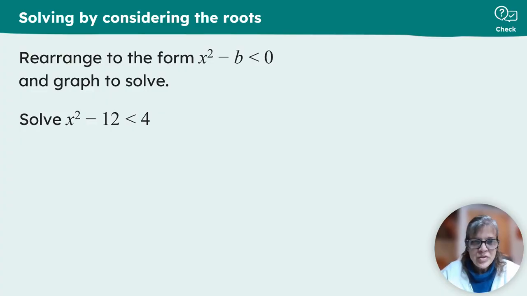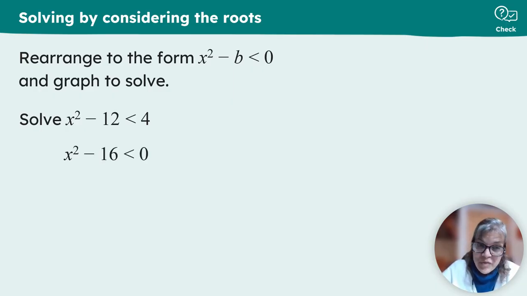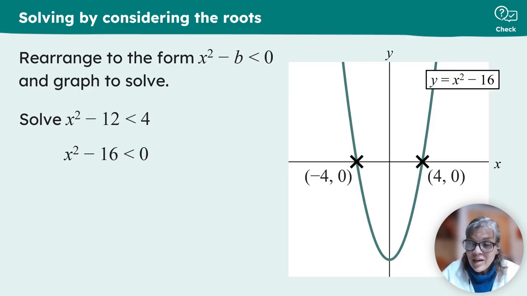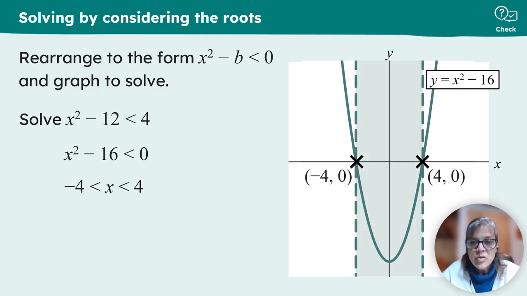So here's a couple for you to try. If it was said to you, rearrange this into the form of difference of squares and try to graph it to solve, what would you end up with? If I move the 4 over, I could end up with x squared minus 16, right? Well, what are the roots of that one? Positive and negative 4. So if I'm looking for where that curve is less than 0, I want the region between minus 4 up to positive 4. And I can check it, and I can see that, yeah, it works.